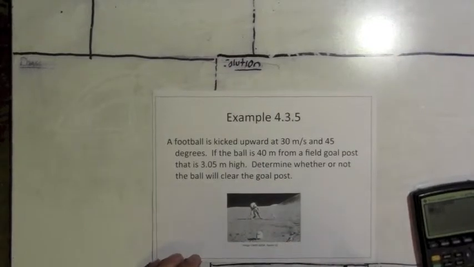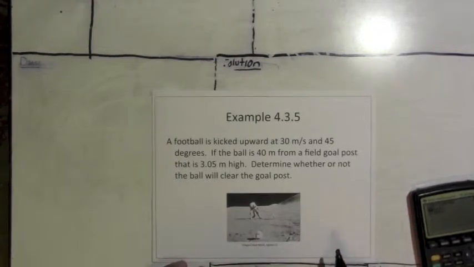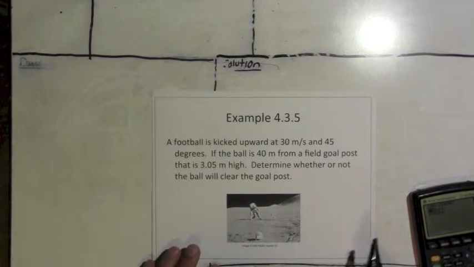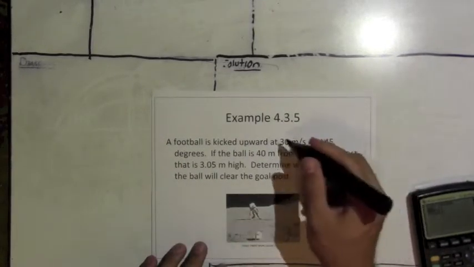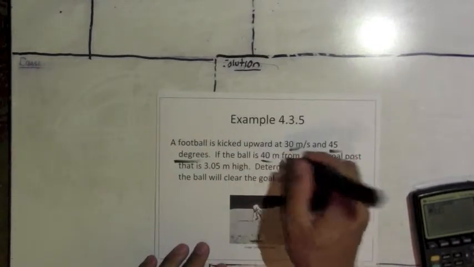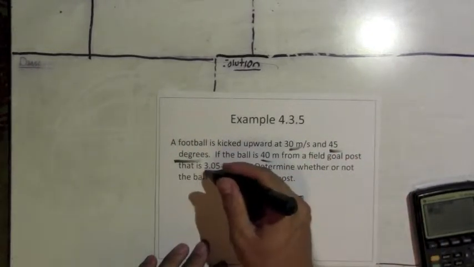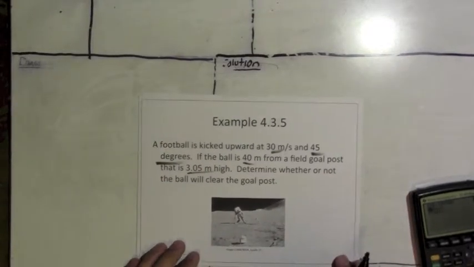All right, this is example 4.3.5. It's an elevated target question. This question is a really difficult question. You may see this on a test as kind of the last question or a bonus question, but you will see it on your quest assignment as well. It says a football is kicked upward at 30 meters per second at 45 degrees. If the ball is 40 meters from the field goal post, that is 3.05 meters high, determine whether or not the ball will clear the goal post.